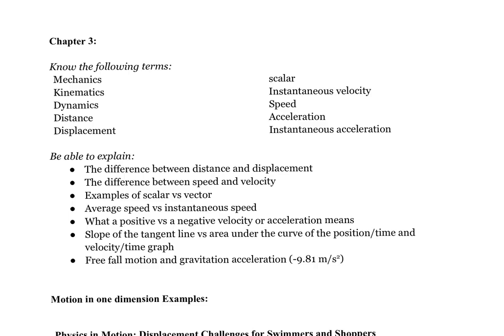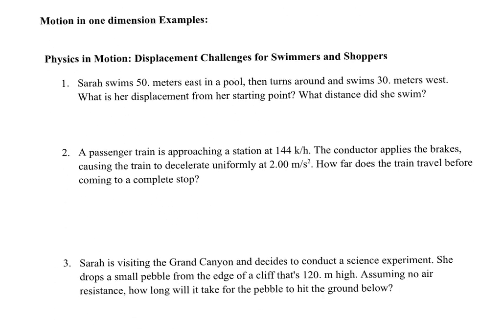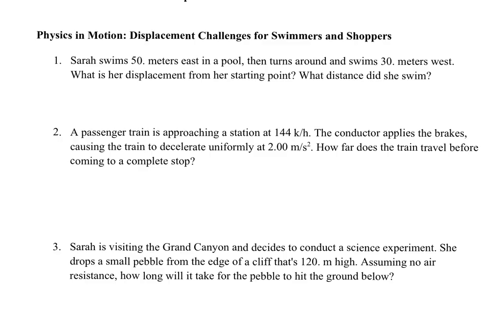All right, so examples of what we did in this section. First set of examples, pretty straightforward. Sarah swims 50 meters east in a pool, then turns around and swims 30 meters west. What is her displacement from her starting point, and what distance did she swim? Remember, displacement is how far away I am from where I started. All right, so you want to use, kind of conceptually, what it tells you.